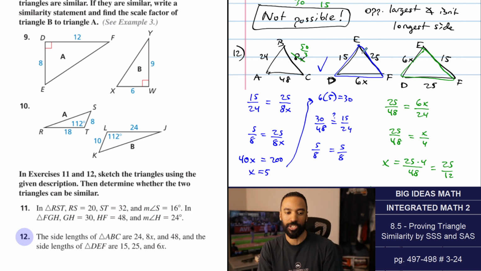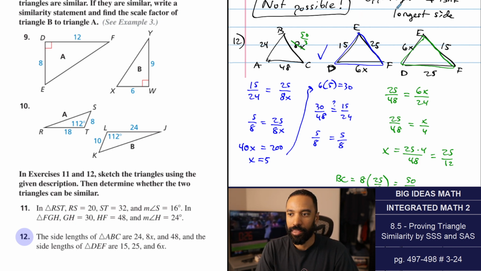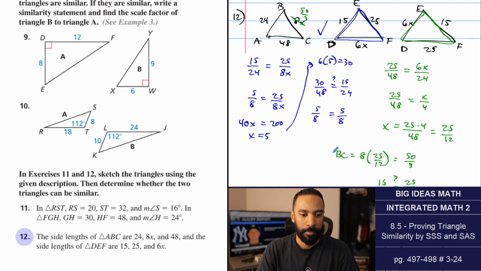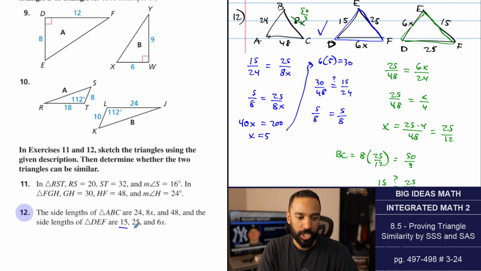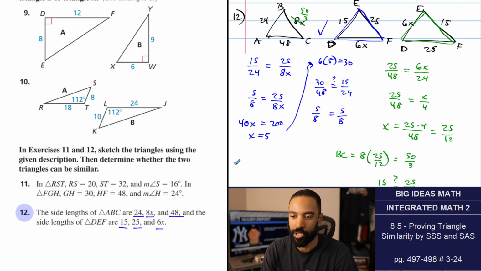And they didn't ask which order. I just tried to work this out. Triangle DEF, if you put it in this way, the scale factor would have to be 2/3. I probably should have known that they're going respectively with this, 15, 25, and 6x, with 24, 8x, and 48, but I wasn't certain. I don't know how they're trying to trick me with this problem. So yes, triangle ABC is similar to triangle DEF.